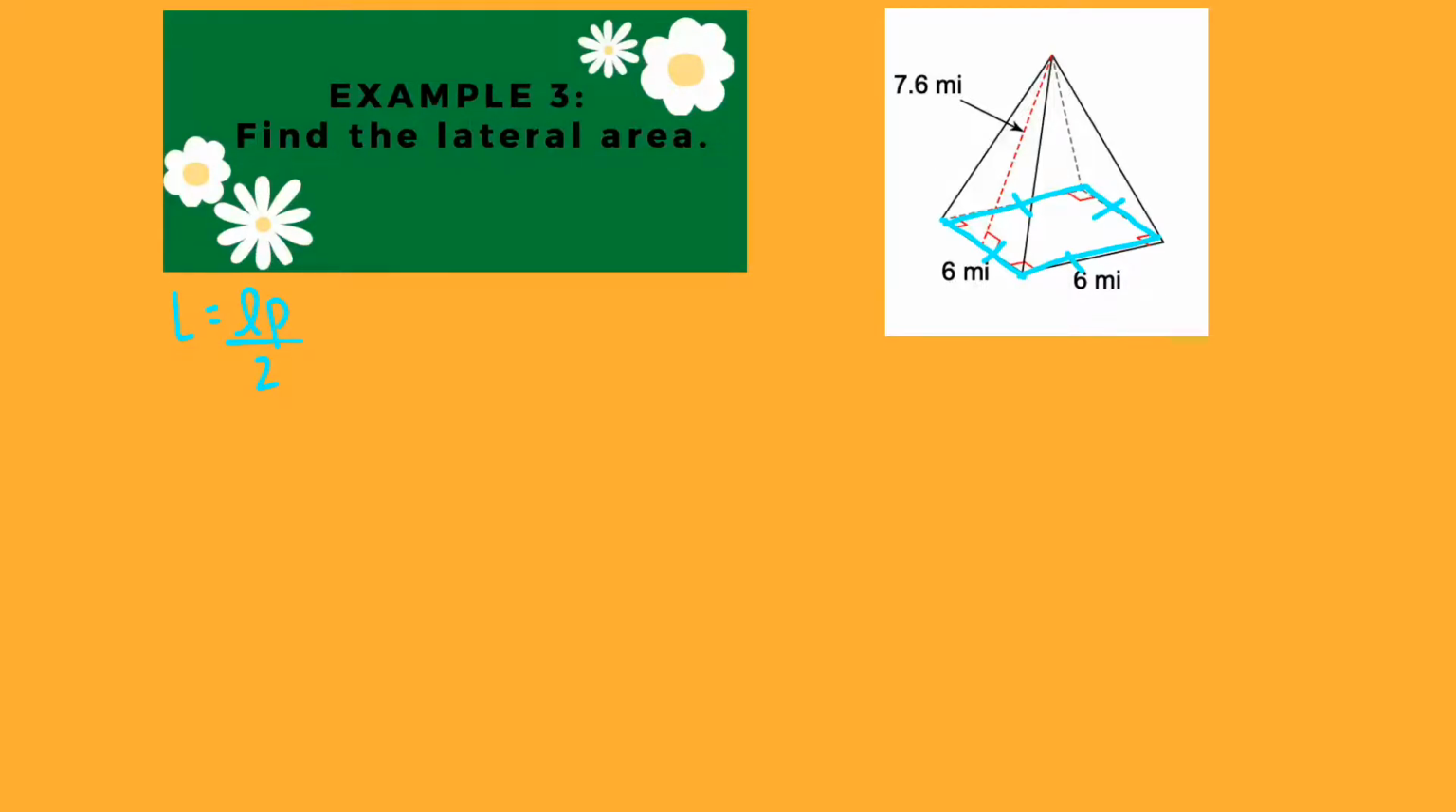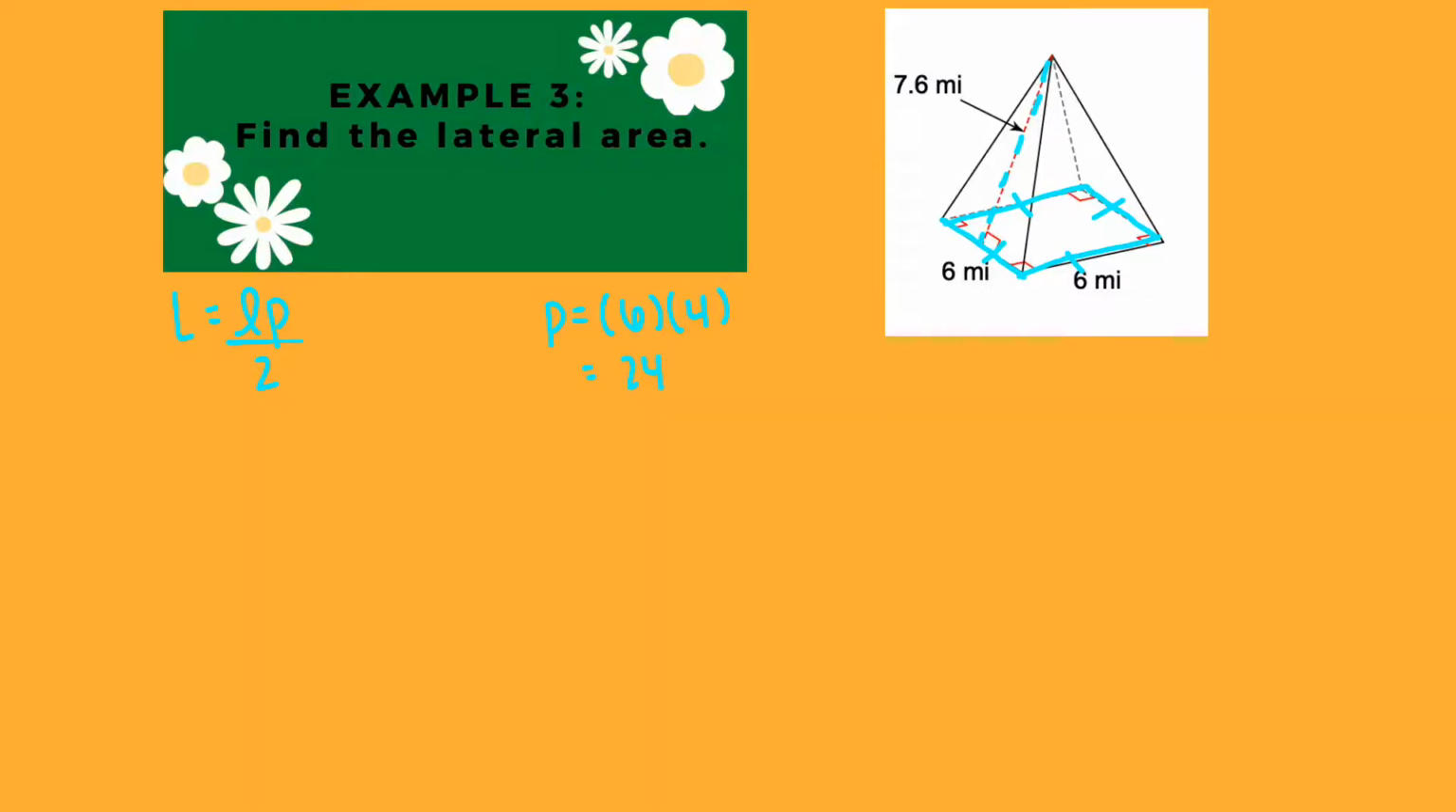I know my slant height is right here. This is a 7.6. It's perpendicular to one edge of the base, and that's how you know it's a slant height. So I need to go ahead and find my perimeter of the base since I'm already given my slant height. So remember, your perimeter is equal to the side length, which is 6. And since this is a regular polygon, regular shape, regular base, I'm going to multiply it by the number of sides. There are 4. So 6 times 4 gives me 24.